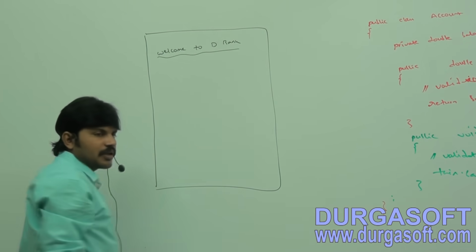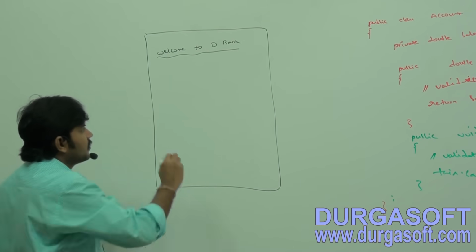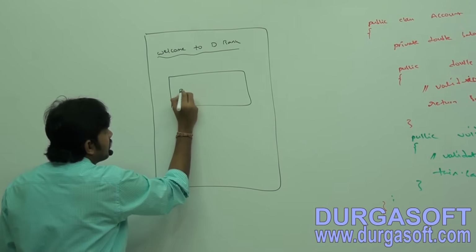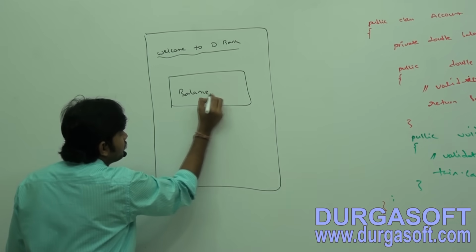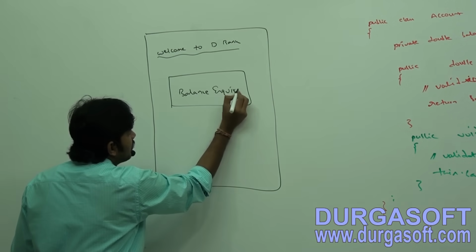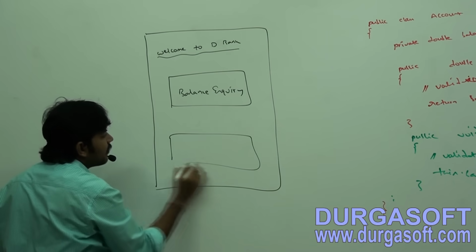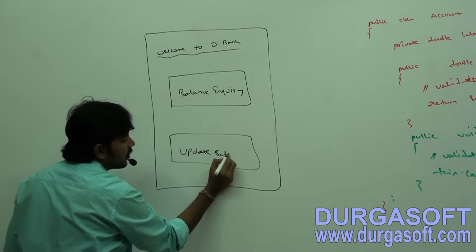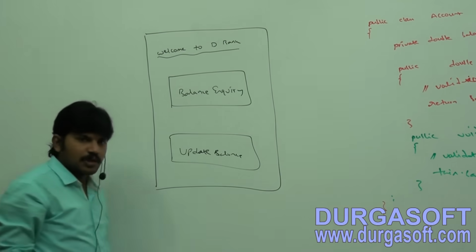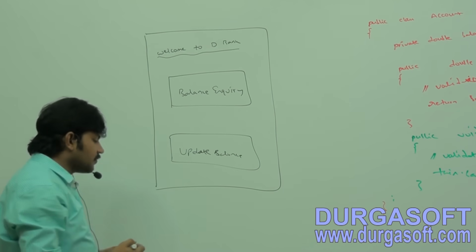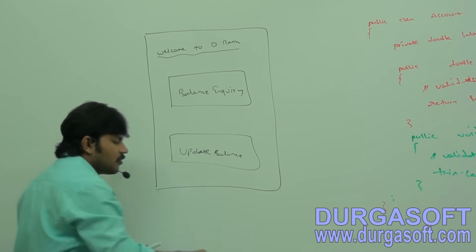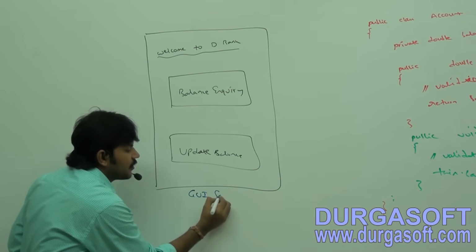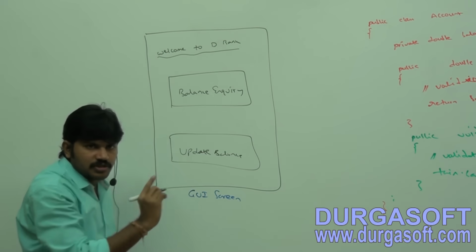If you want to check a balance, I want to keep a balance inquiry button. Next, I want to update my balance, which is nothing but update balance, maybe a withdraw operation or a deposit operation. Have you observed, this is a small GUI screen for the end user. I will highlight this GUI screen.